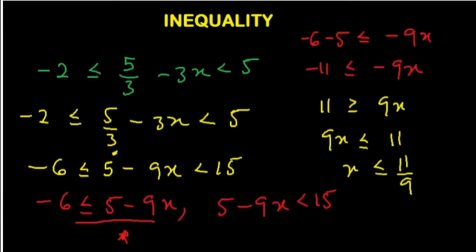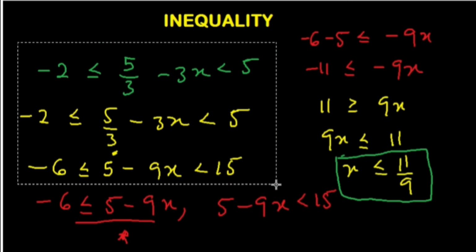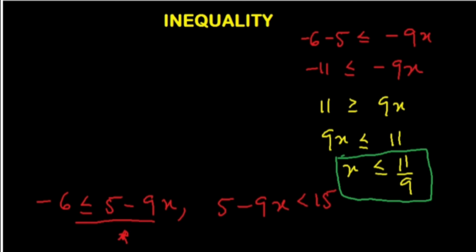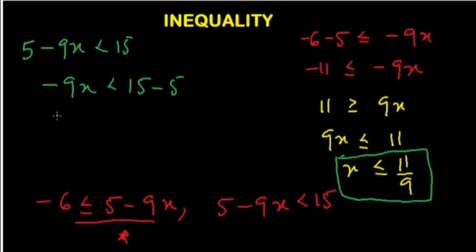So this one is for the left hand side. So let's get the right hand side quickly. I will have 5 minus 9x less than 15. So I have minus 9x. Add minus 5 to both sides. I will have 15 minus 5, minus 9x less than 10. Okay, less than 10. Is that cool?